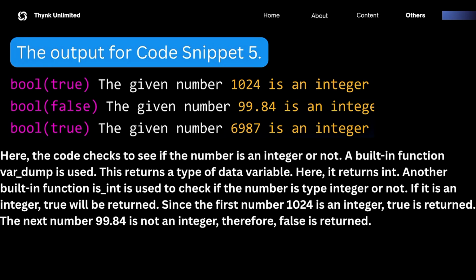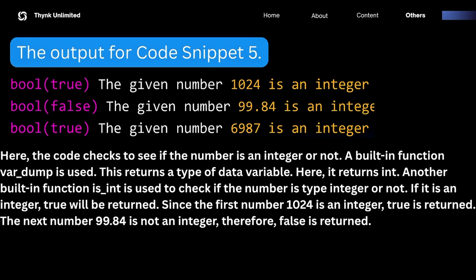Now that we've seen the code, let's go through the output step by step to understand exactly what's happening. When the code runs, the screen displays bool true. The given number 1024 is an integer. bool false. The given number 99.84 is an integer. bool true. The given number 6987 is an integer. Let's break this down in detail.